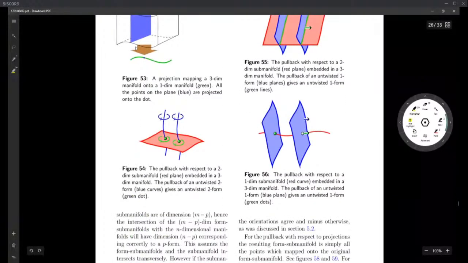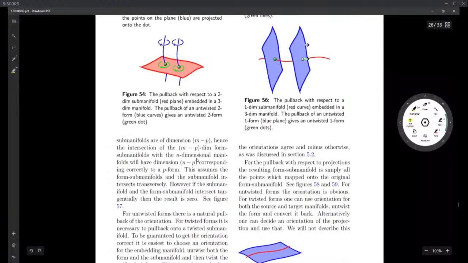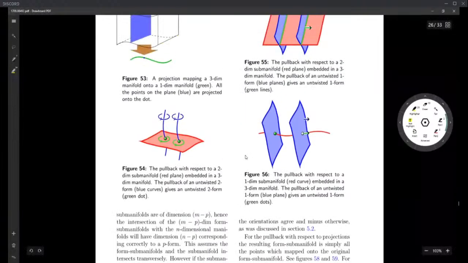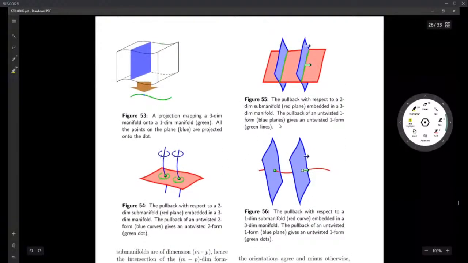So projection mapping is just as we saw earlier, and if you take the pullback with respect to a 2D manifold, which is the red plane, embedding onto a 3D manifold, well, you have an untwisted 2-form, which is the blue curves here. I'm sorry, you'll end up with an untwisted 2-form, which is the green dot. If you project this line on this 3D object here, you'll end up with a dot. And there are a few more examples given here. If you pull back with respect to a 2D thing, again, it's all about intersections and it's all about what's perpendicular to what.